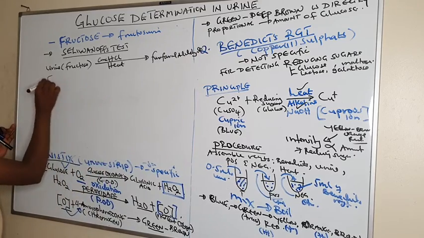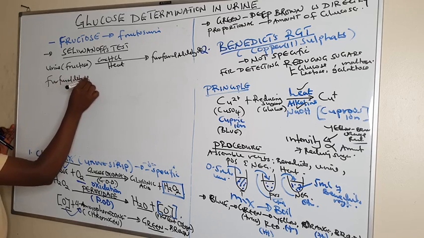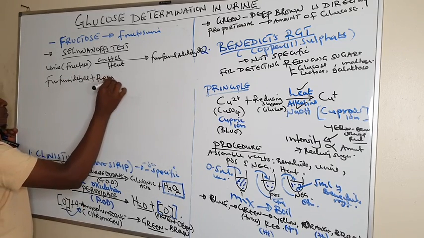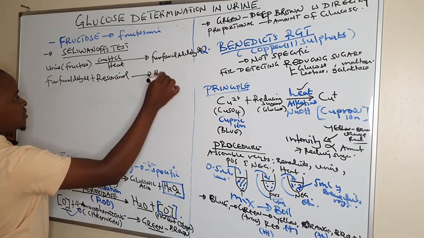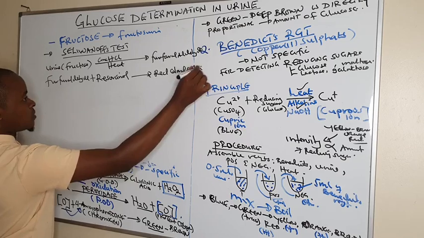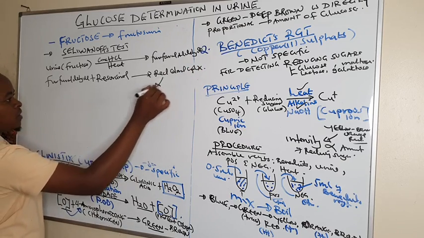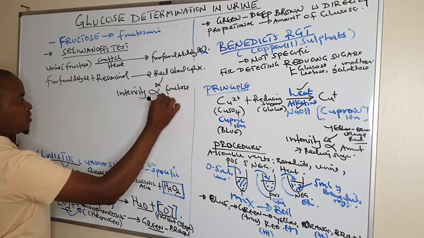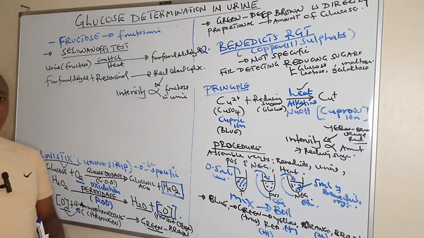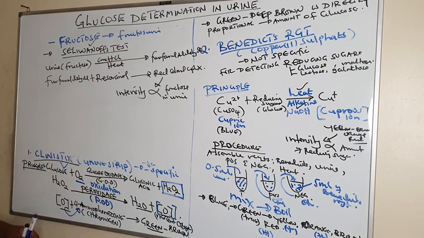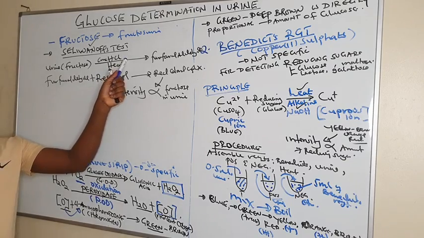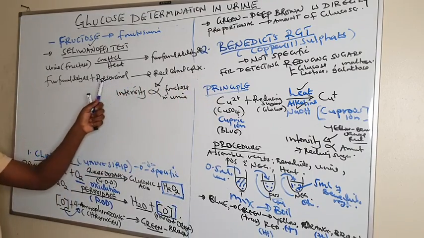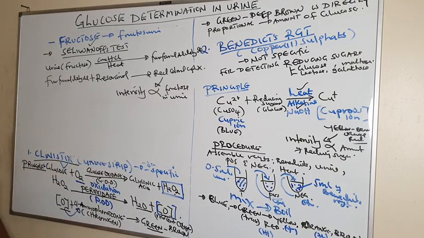And this furfuroaldehyde formed reacts with resorcinol, a reagent, to form a red colored complex. This red colored complex's intensity is directly proportional to the amount of fructose in urine. So this is the principle for Seliwanoff's test for determining fructose in urine: if there is fructose in urine, when you heat it with concentrated hydrochloric acid, we form an aldehyde which reacts with the resorcinol reagent to form a red colored complex, whose intensity is directly proportional to the amount of fructose in the urine sample. So this is the method we use for determining fructose.